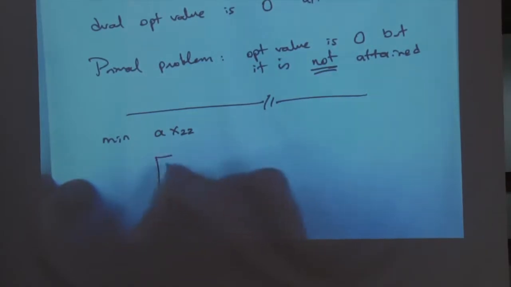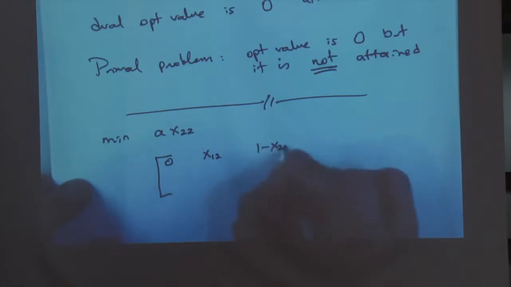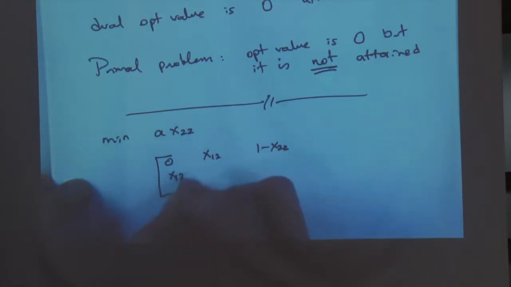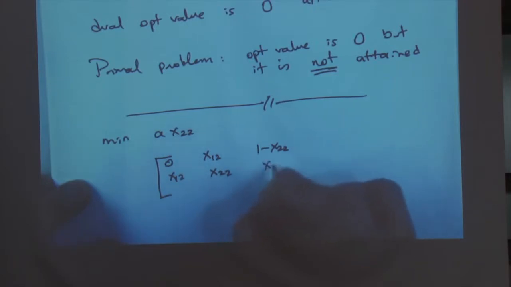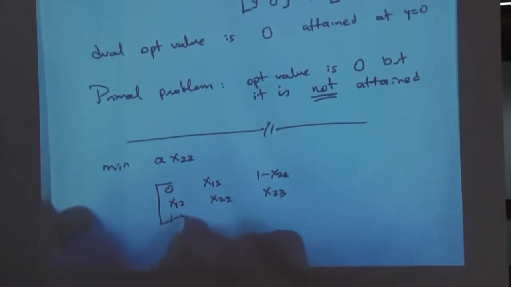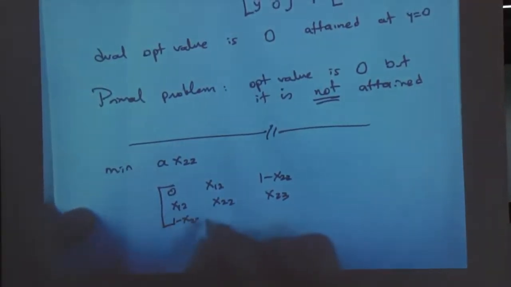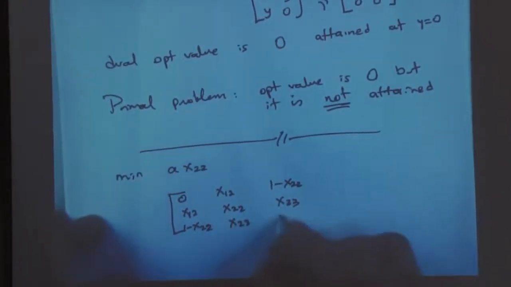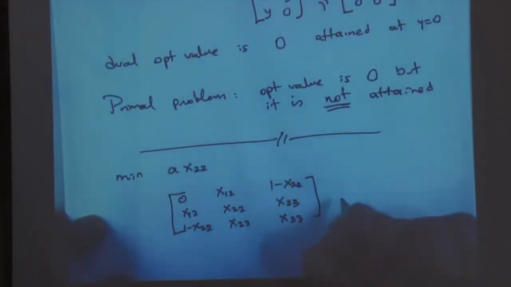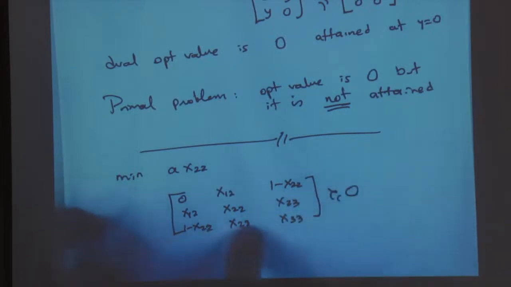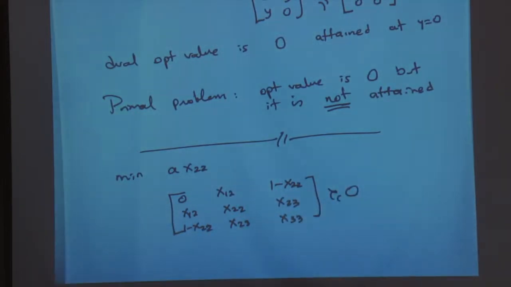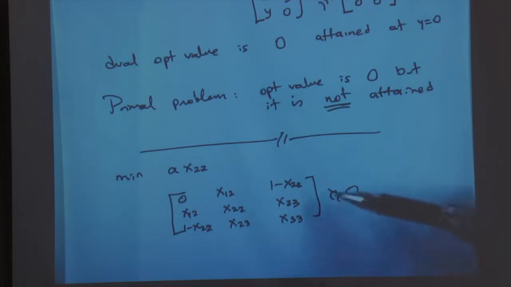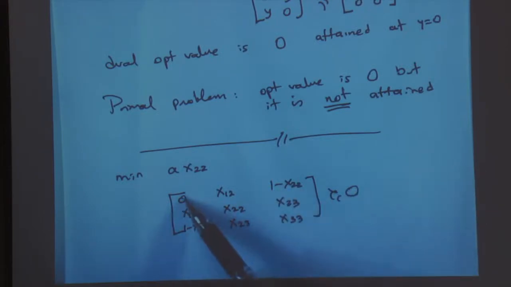If we have this semi-definite problem, with x12, x22, x23, 1 minus x22, x23 and x33, in this case, you actually need two constraints for the primal. You want one constraint that takes care of making this entry equal to 0, and another constraint that ensures that these entries have the proper values.